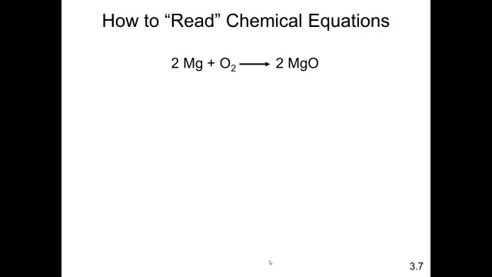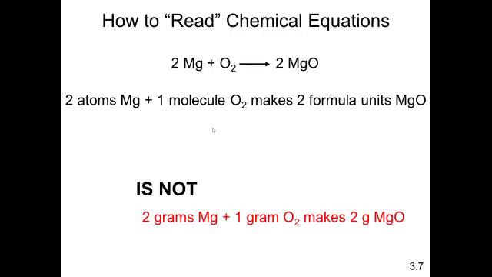How to read chemical equations. Alright, so if you're given a chemical equation, how do we say this out loud? Well, really there's three ways that we could say this. The first might be 2 atoms of magnesium plus 1 molecule of oxygen makes 2 formula units of magnesium oxide. And again, magnesium oxide is an ionic compound because we have a metal with a nonmetal.